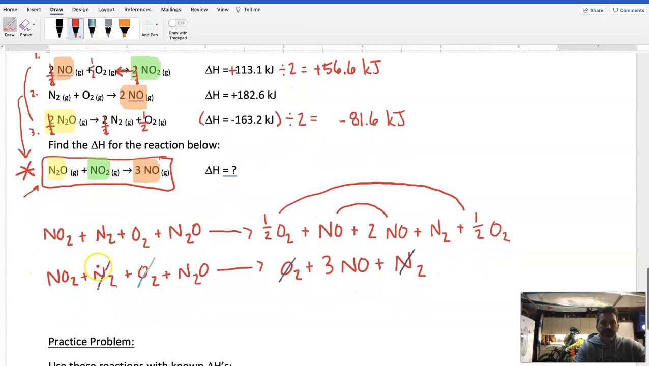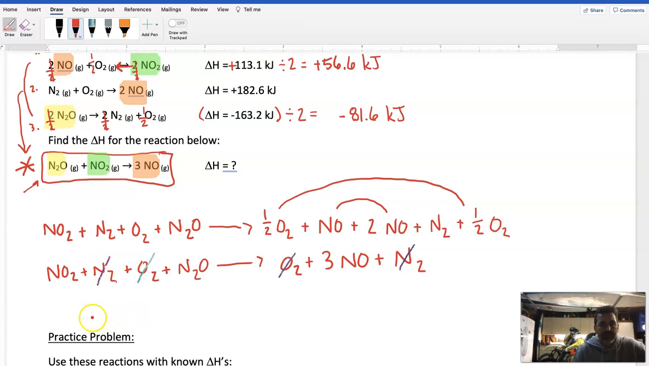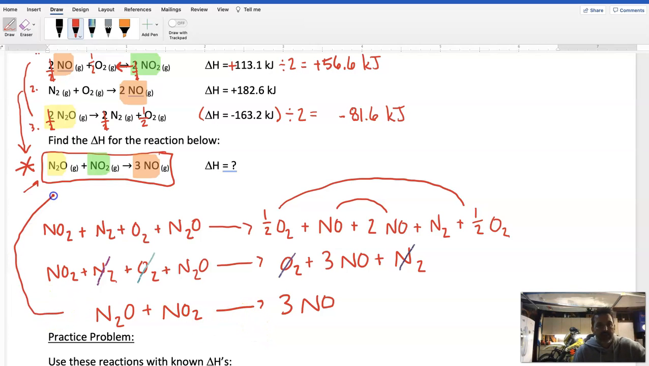And then if I rewrite this, I'm going to just flip these around because I want it to look like the first equation. It doesn't matter what order you put these in, but I'm going to put N2O and NO2 on the left side. And then I'm going to put 3 NOs on the right side. And I'm going to go back and check to make sure that this actually equals what I wanted it to add up to, which is N2O plus NO2 yields 3NO. So I was able to add these equations together to get to this final equation, which is what they wanted.